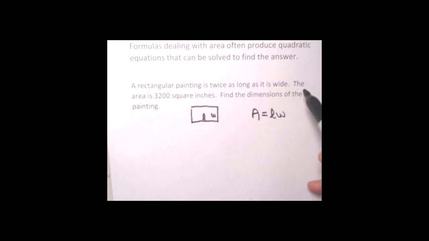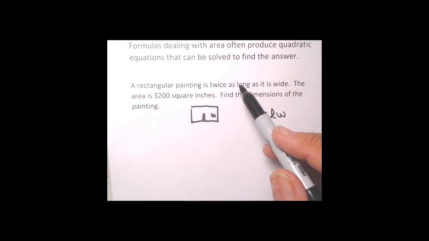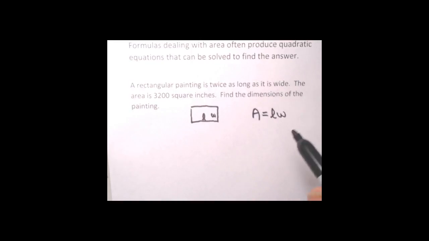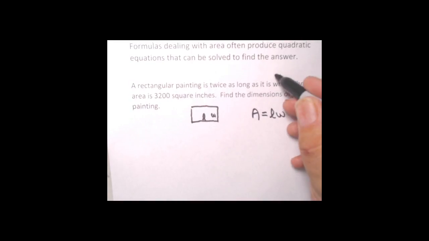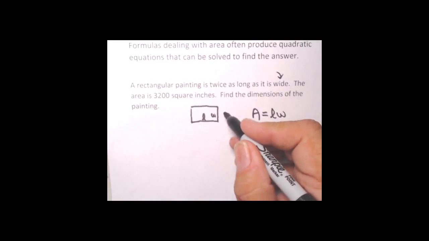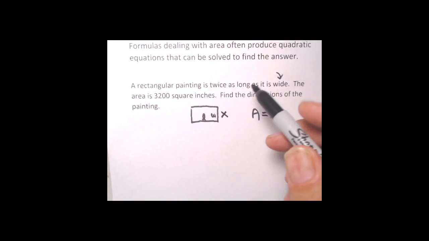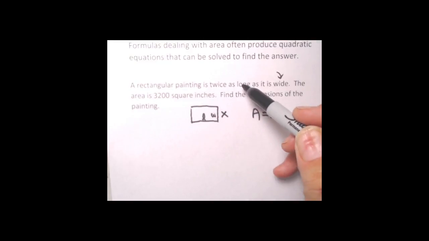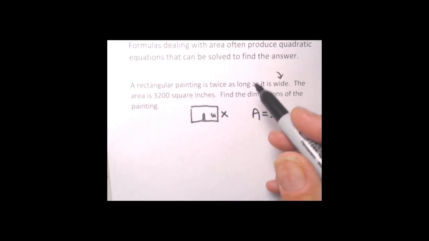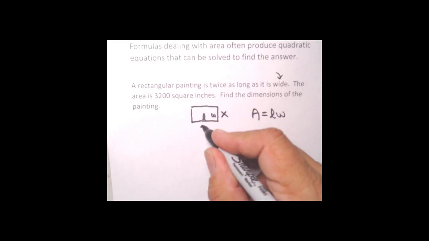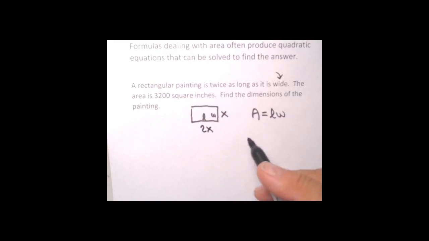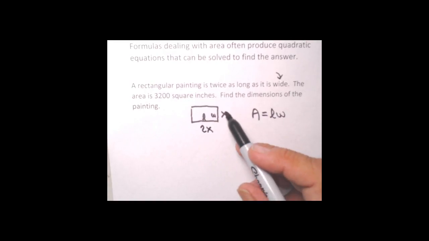Okay, well now let's get the rest of the information. It says the painting is twice as long as it is wide. Well, since it's referring back to wide, we're going to make wide x, and then the length, it's twice as long, so that would be twice x. So the length would be 2x, and the width x.